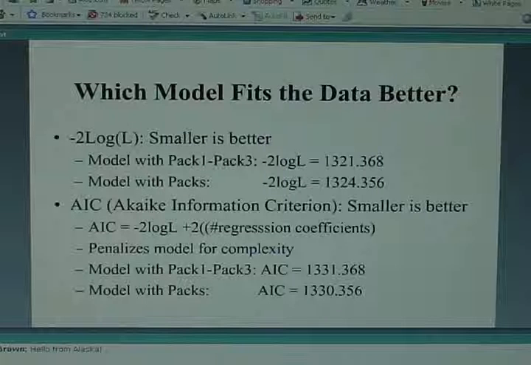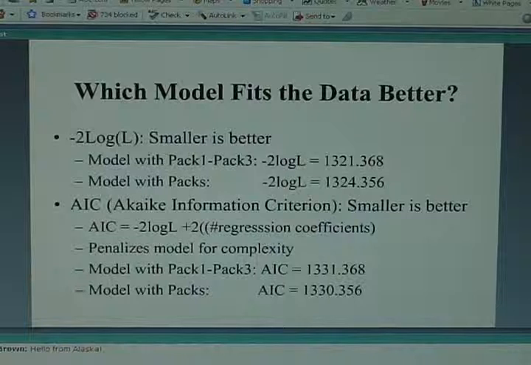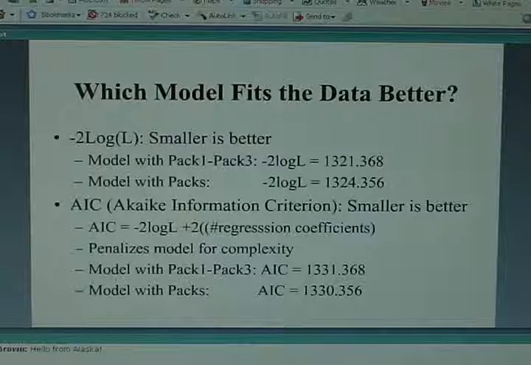Well, one way of doing that is to penalize the -2 log L for the size of the model. There's something called the AIC. The A stands for a Japanese statistician's last name, Akaike, I believe, is the pronunciation of it. I suspect some of you know how to pronounce Japanese names better than I do. But Akaike was the statistician who proposed the following rule for trying to decide how well one model fits the data set compared to another.